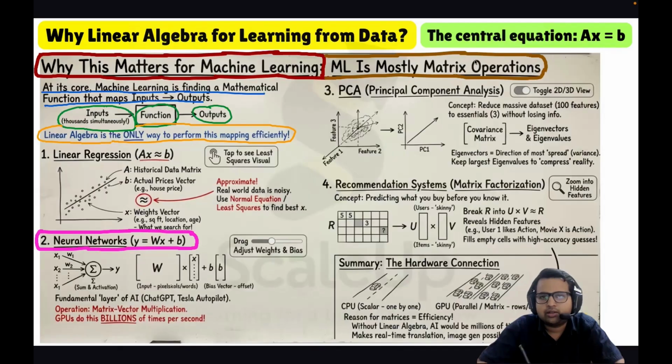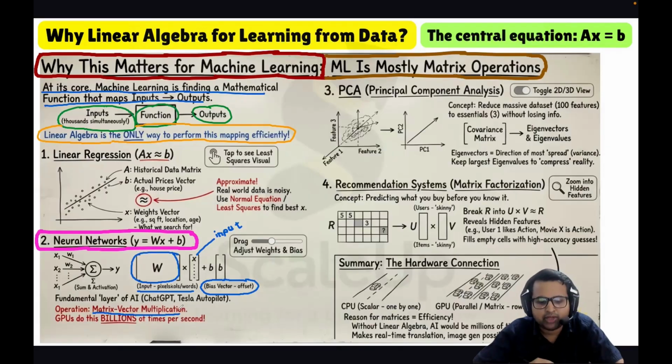Here in neural networks, the small x, the x vector, is the input. It's the input vector. Capital W is the weight matrix, and this weight matrix will be holding the weights. And small b is the bias vector. The bias vector is an offset. X is the input and W is the weight matrix. So in a neural network, we do the matrix vector multiplication operation.